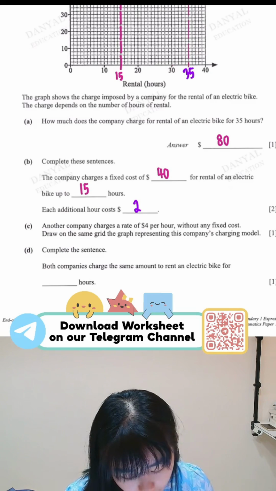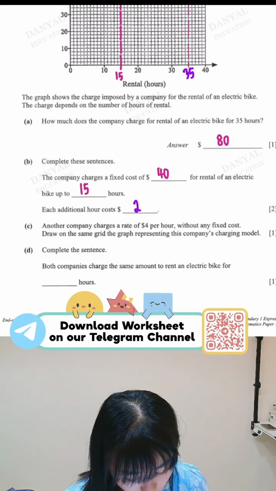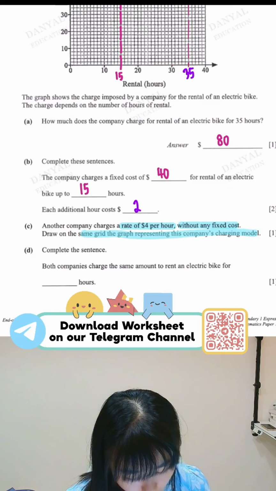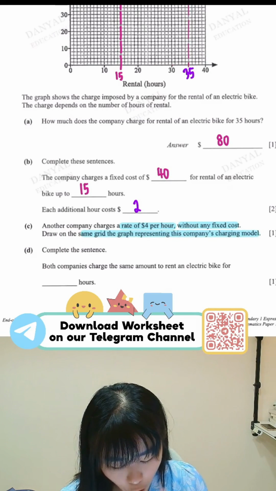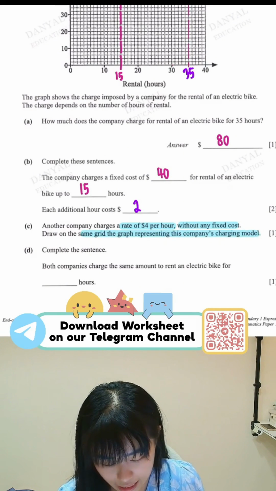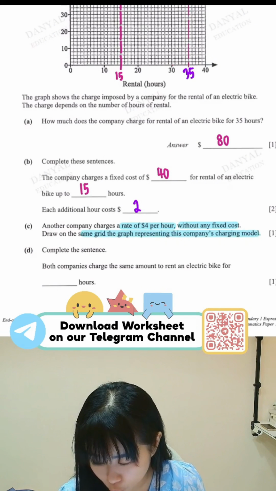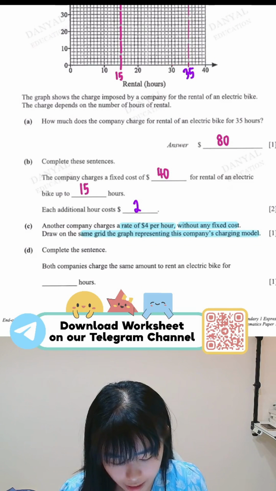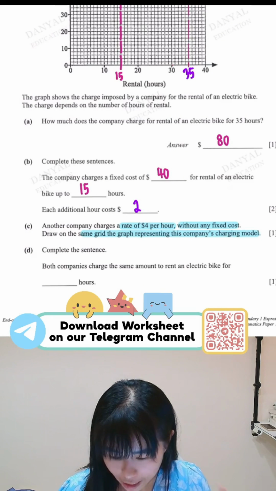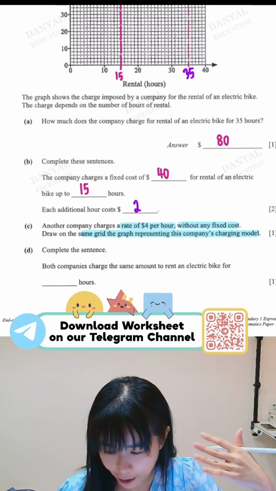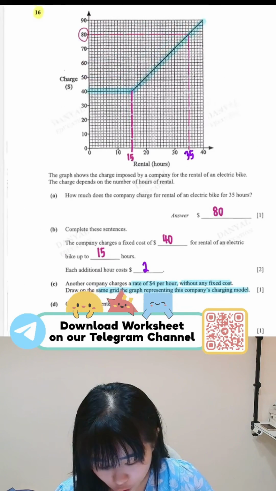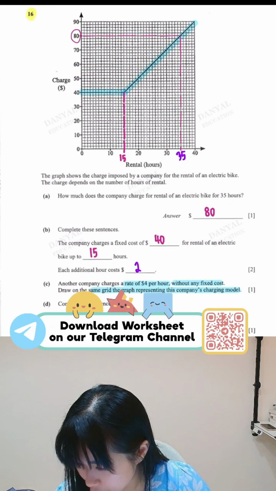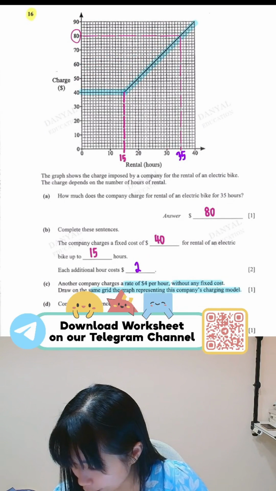Okay, so another company charges a rate of $4 per hour without any fixed cost. Draw on the same grid the graph representing this company's charging model. So now to draw this graph, can you imagine how this graph would look like? Can you let me know? How would this graph look like actually? If you don't have fixed cost, straight away every hour is $4 already. Anyone can tell me? How will it look like?